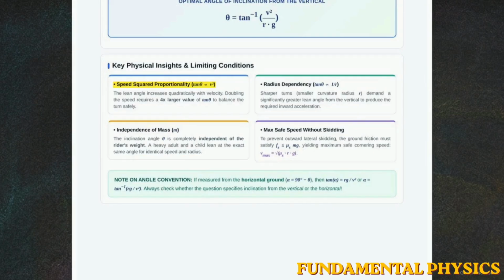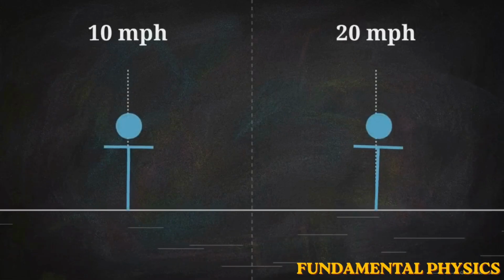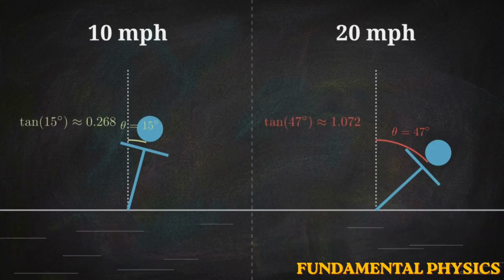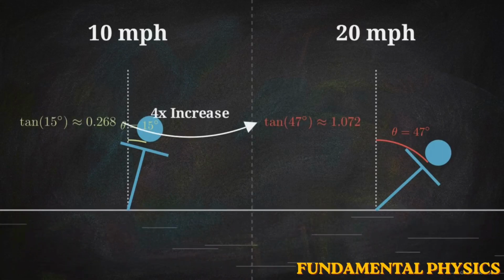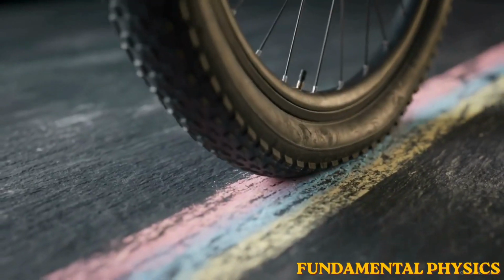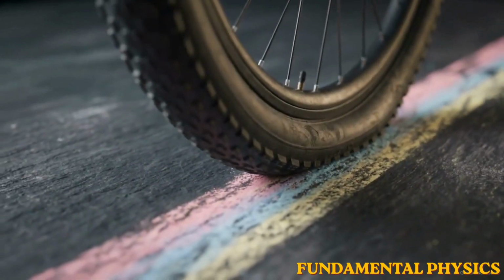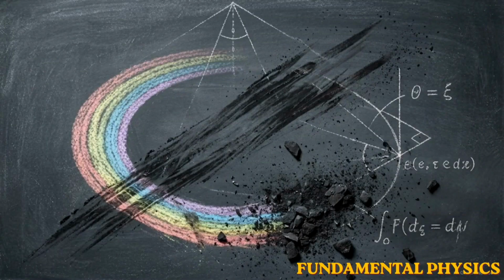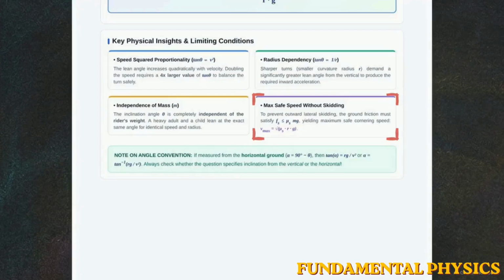Because the velocity is squared, even small increases in speed demand significantly more lean. Doubling your speed through a curve doesn't just double the requirement, it necessitates a fourfold increase in the tangent of the lean angle to stay balanced. But there is a physical limit to this lean. Eventually, the required horizontal force exceeds the maximum friction the tires can provide against the road. This defines the maximum safe cornering speed.